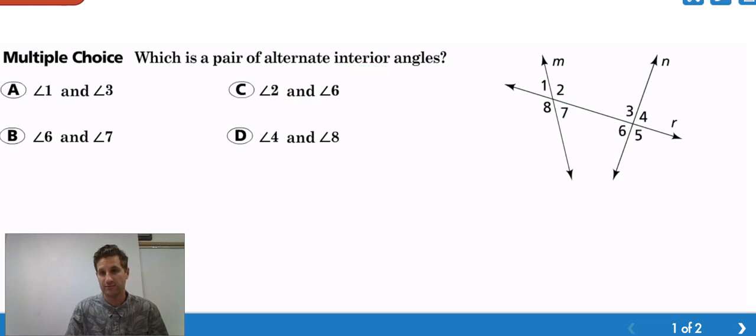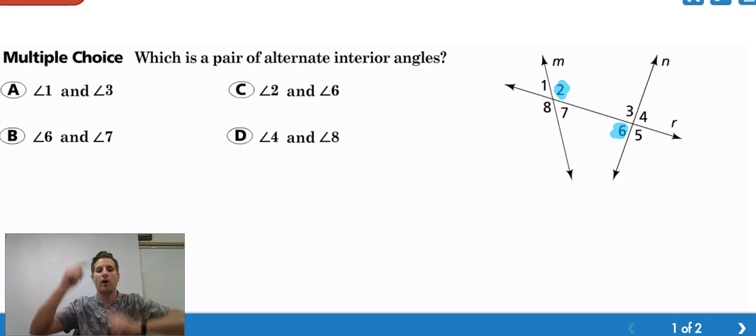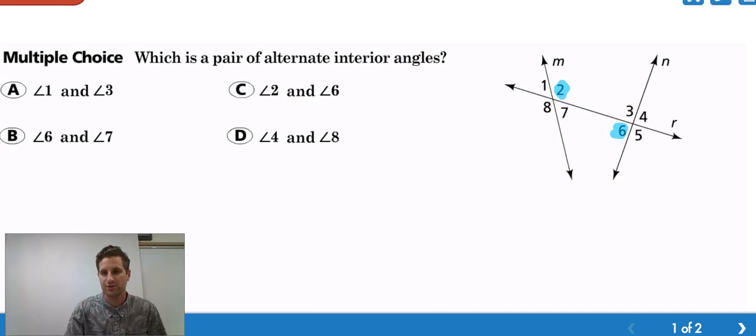4 and 8. They alternate, but they're on the exterior. So that doesn't work. So that leaves me with the last one. I somehow skipped C. But 2 and 6. Both on the inside of the 2 lines. And they are alternating. Okay? So they're not right next to each other. They're alternating, right? It's when I pick alternating people.